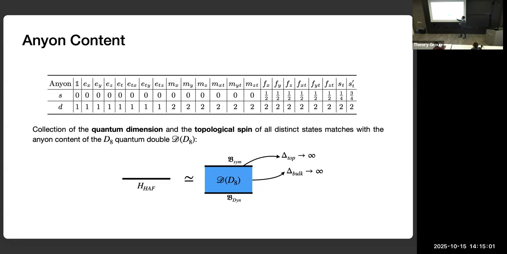The ones labeled by M have topological spin 0. But the rest have some non-trivial topological spin, so they have some self-statistics, either fermionic or semionic. Now it turns out that if you take just this collection of S and D, topological spin and quantum dimension, it matches exactly the topological order called the D8 quantum double. Therefore, my claim is that the emanant symmetries of the Heisenberg antiferromagnet are captured by the D8 quantum double as a symTO.